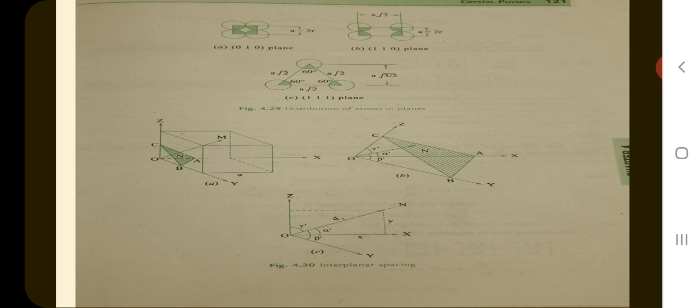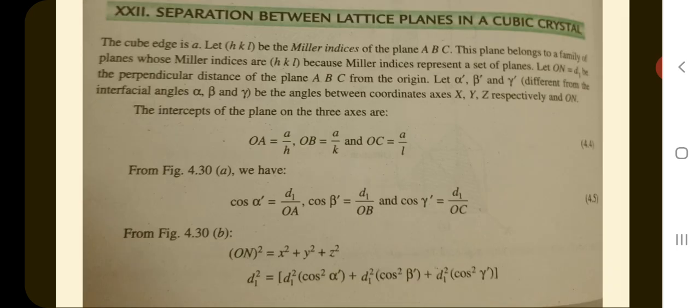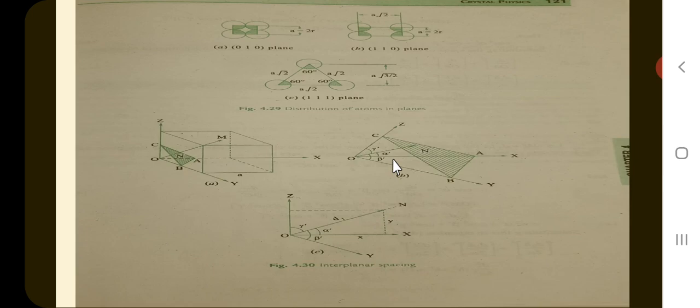The intercept of the plane on three axes is OA is equal to a upon h, OB is equal to a upon k and OC is equal to a upon l. And from figure, cos of alpha dash is equal to D1 upon OA, cos of beta dash is equal to D1 upon OB and cos of gamma dash is equal to D1 upon OC.